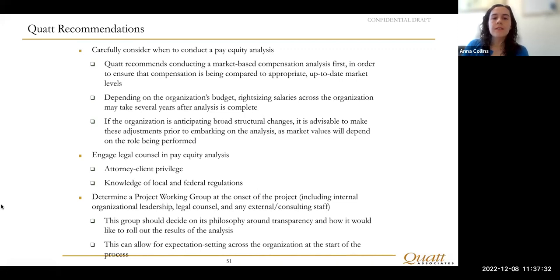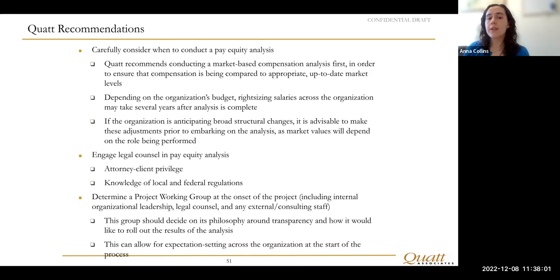So a few things that we really recommend, sort of tips and tricks from having been around the block on equity analyses, is first off, we recommend that you really consider the timing on when to conduct a pay equity analysis. Since we recommend pairing the equity analysis with that compensation study that I mentioned, this can take a little bit of time, but it allows you to be looking at up-to-date market information.